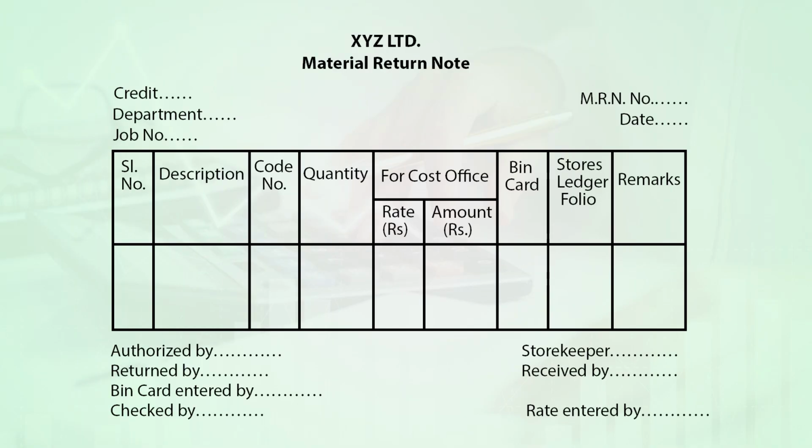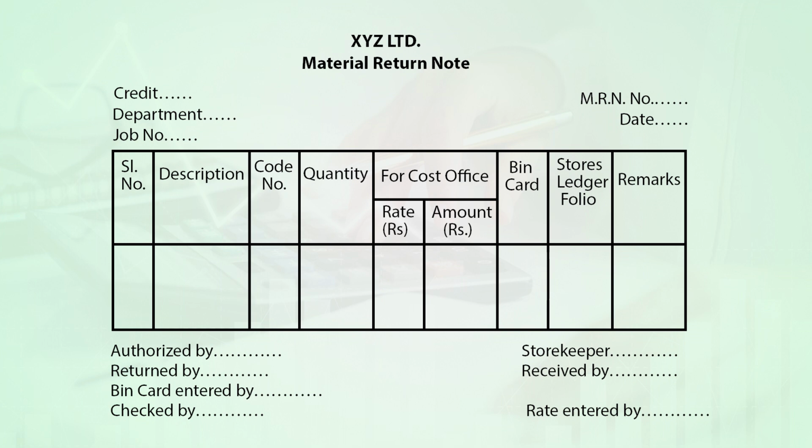Material Return Note of XYZ Limited is given. On left hand side, it is written credit to which department, then department name is given, job number is given. On right hand side, Material Return Note number is to be written and date on which this Material Return Note is issued. It has 8 columns, that is serial number, description, code number of material, quantity of materials. For cost office records, amount and rate are to be recorded. Then bin card number, store's ledger folio number and remarks, if any, are to be recorded.